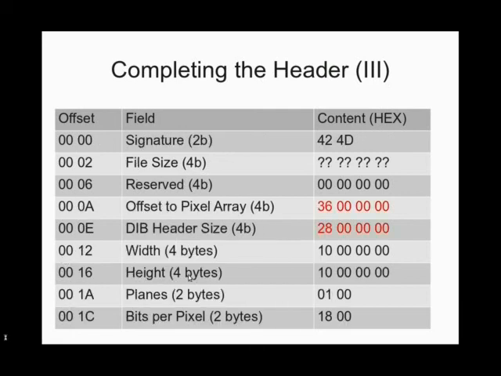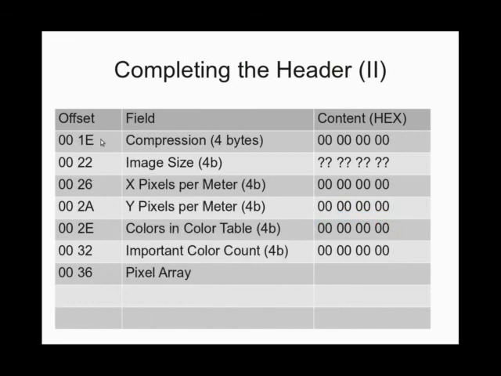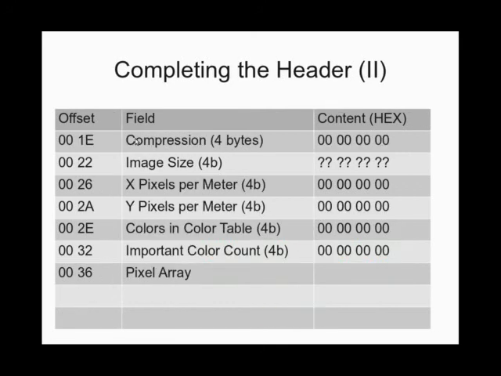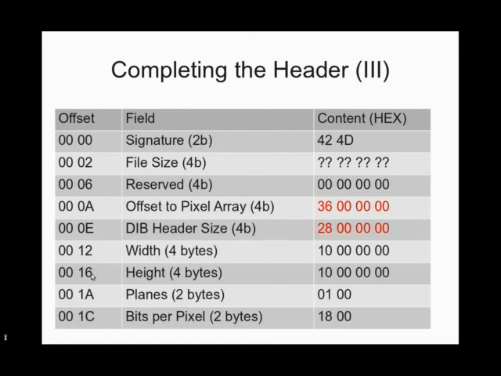Looking back, we see that we have on the left the offset. It is the position of each field. So we see that the pixel array starts at position 36 in hexadecimal. So we can fill the field offset to pixel array as 36000000.